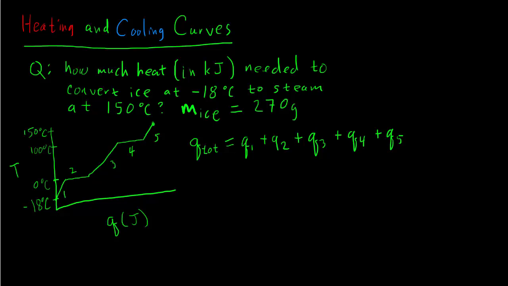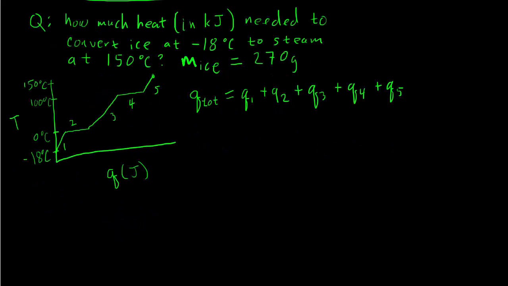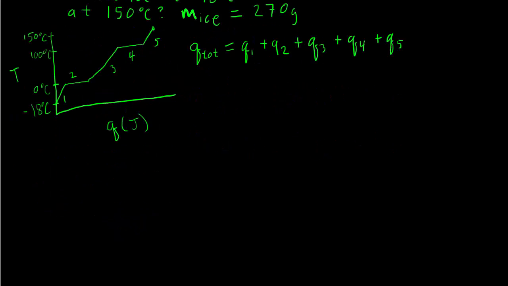So if we can add up all those heats, then we can calculate the total amount of heat that's involved. So we're going to do this problem in steps. Our first step is phase 1 here. So we're going to go over here in phase 1. What's going on? We're going to heat the ice from negative 18 degrees Celsius to 0 degrees Celsius.